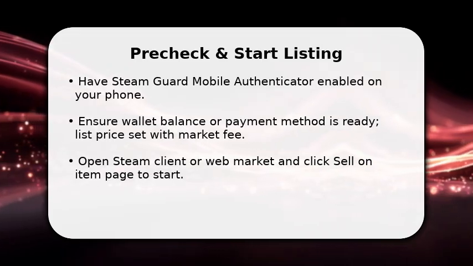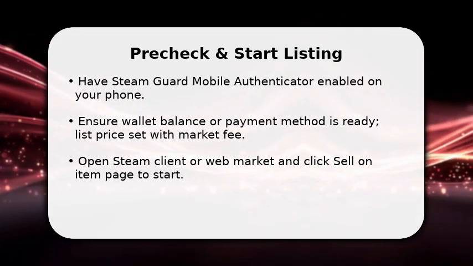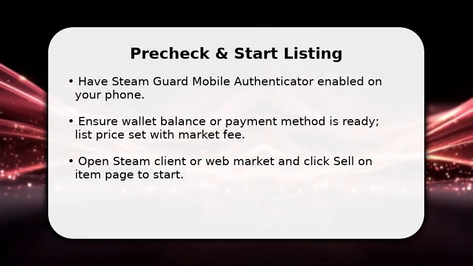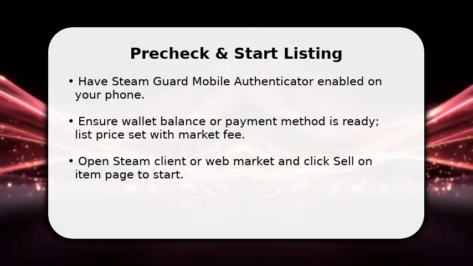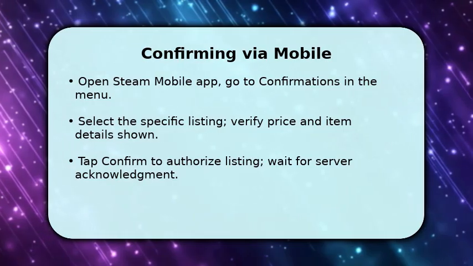You must set a competitive price, which will show net after the market fee, then confirm the listing draft. This first action triggers a mobile confirmation requirement for security reasons. Now move to the Steam mobile app to complete the middle step, Confirmations.